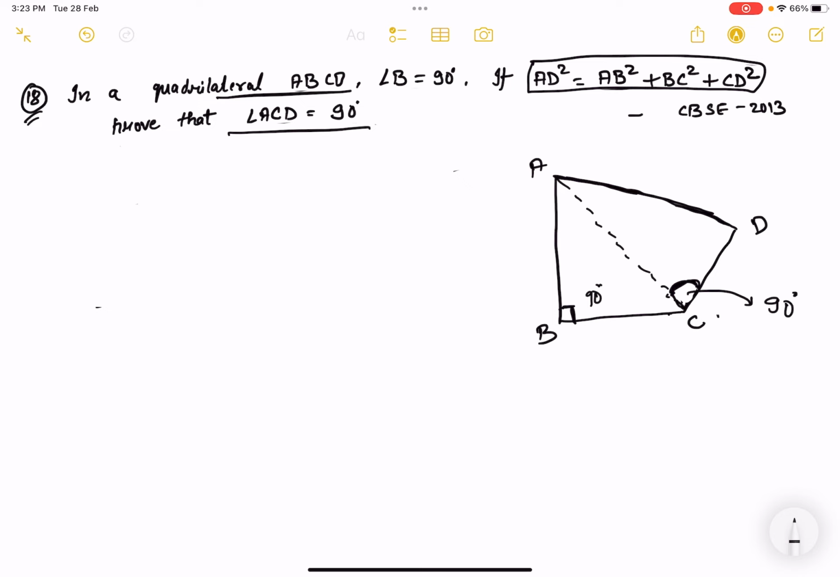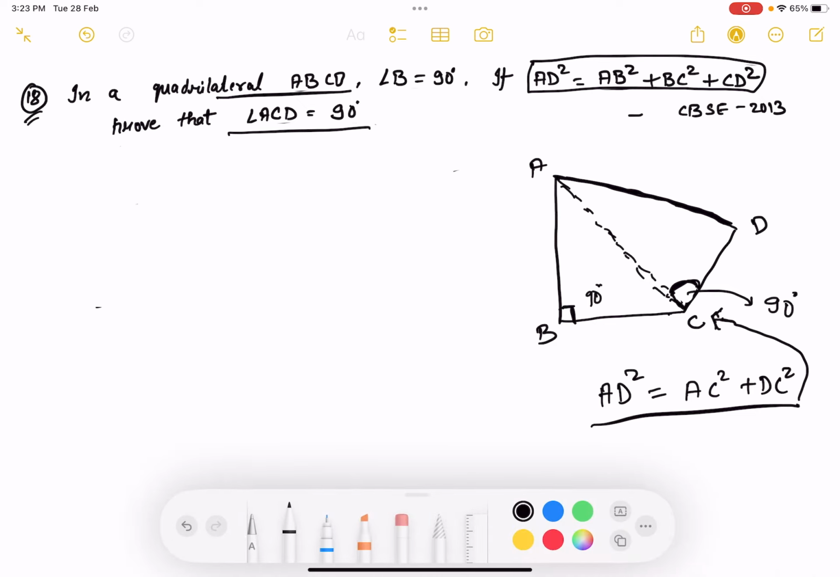To prove this as 90 degrees, if we can somehow show that AD square is equal to AC square plus DC square, then we can say that angle C is 90 degrees. This is the converse of Pythagoras theorem. What we are going to do is show that AD square is equal to AC square plus DC square.